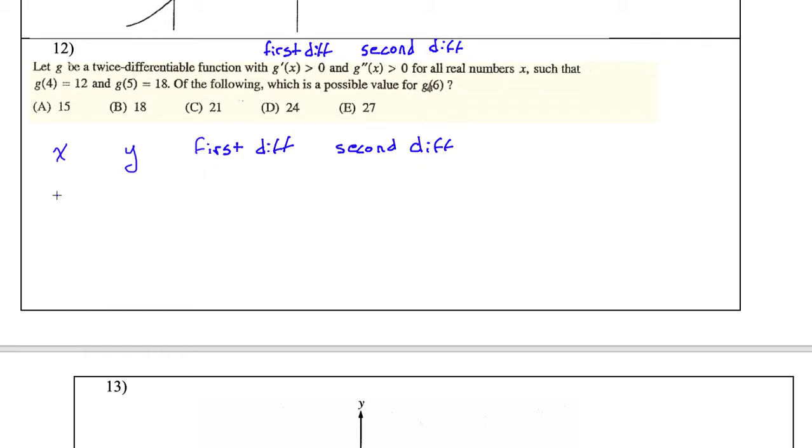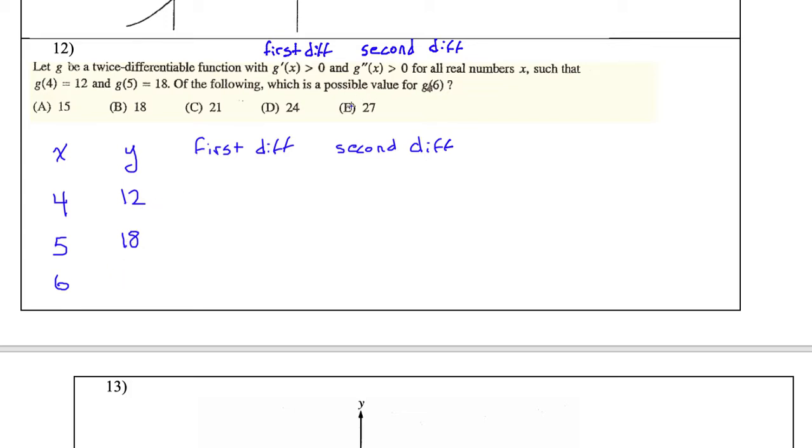Okay, so I have the x coordinate of 4. Whatever's inside here is the x coordinate. It goes 4, then 5, and then it's looking for 6. So 4, 5, and 6. The y is this number. So 4 corresponds to 12, 5 corresponds to 18, and we don't know what this value is. We're trying to figure out the possible numbers that I can be putting in this spot right here. I don't know what it is.